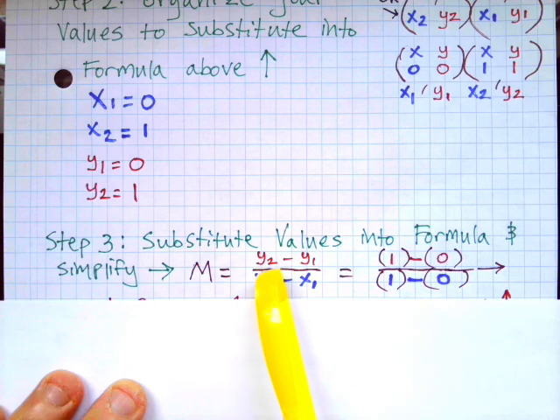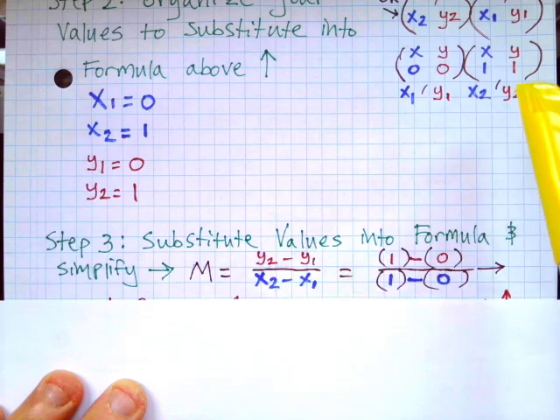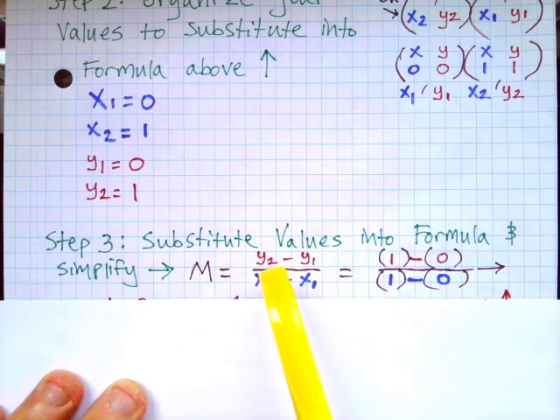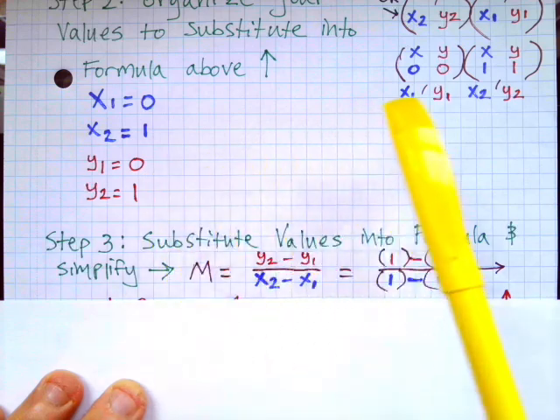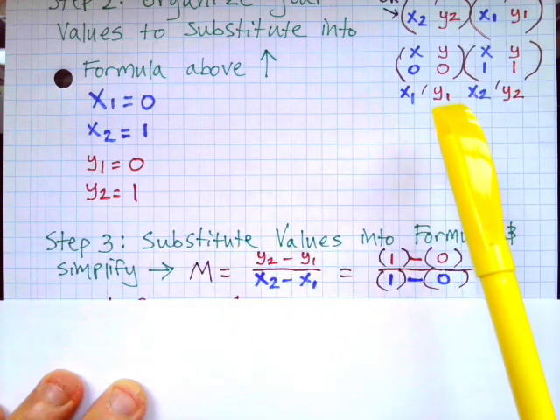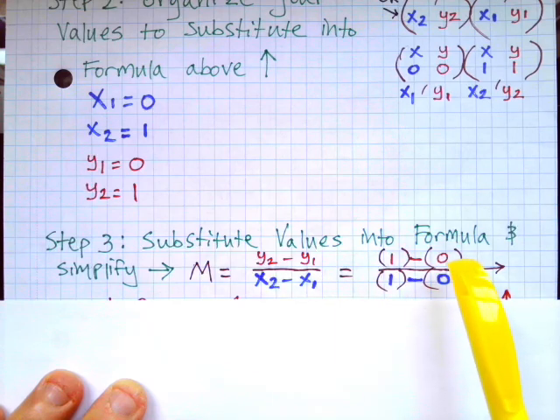So what is my y2 value? It's 1. I can double check by looking. My y2 value is 1. So where I see y2, I'm going to substitute a 1. Minus, what's my y1 value? My y1 value is 0. I can double check. My y1 value here is 0. So I'll substitute 0 where I see y1.